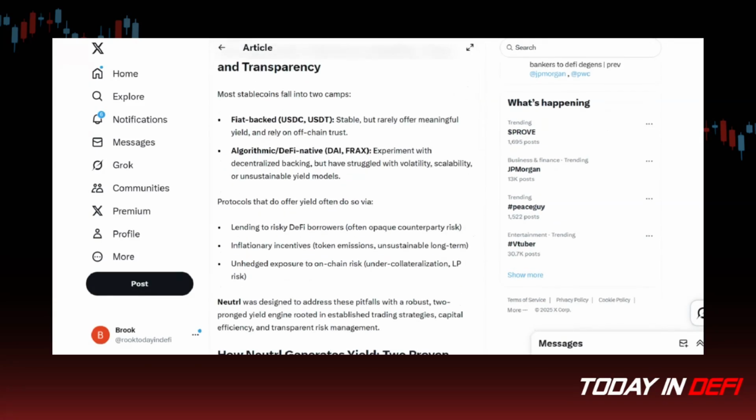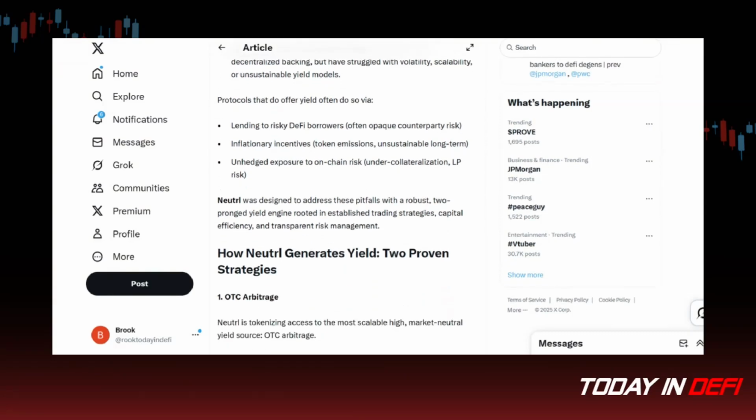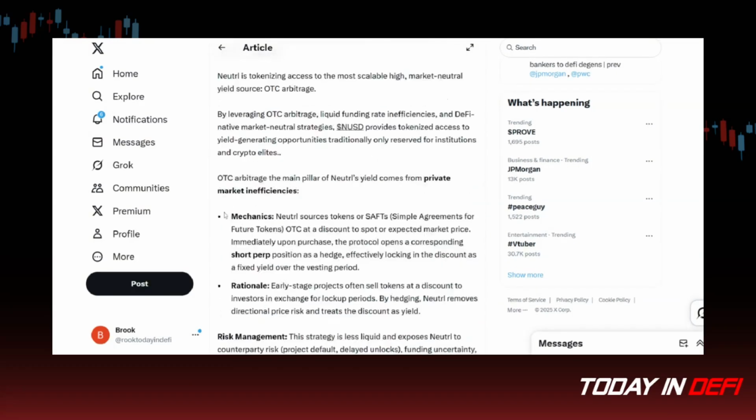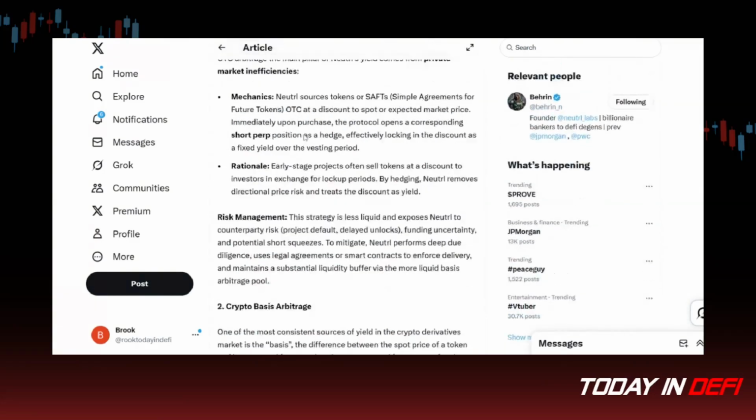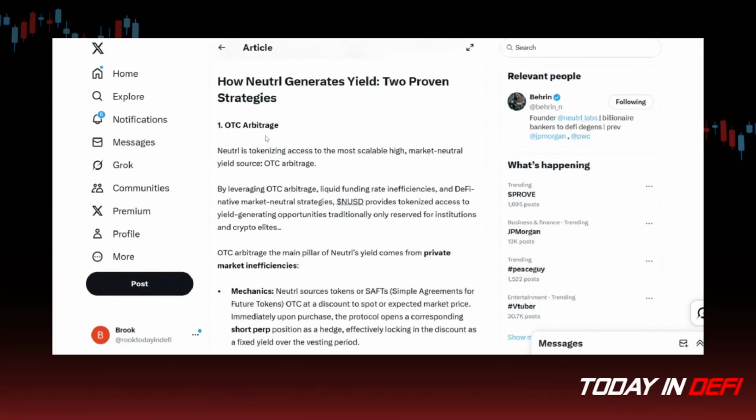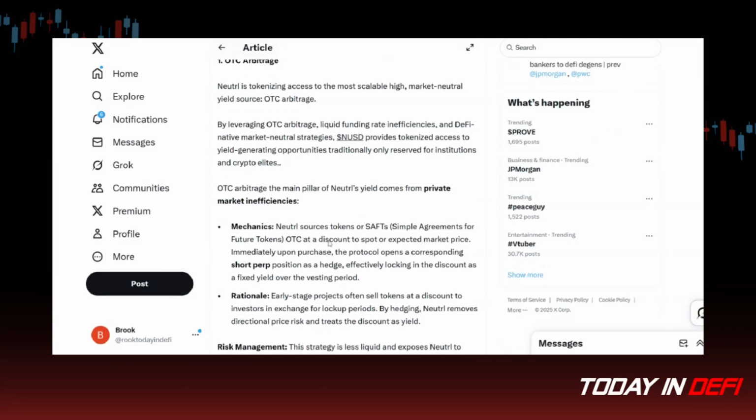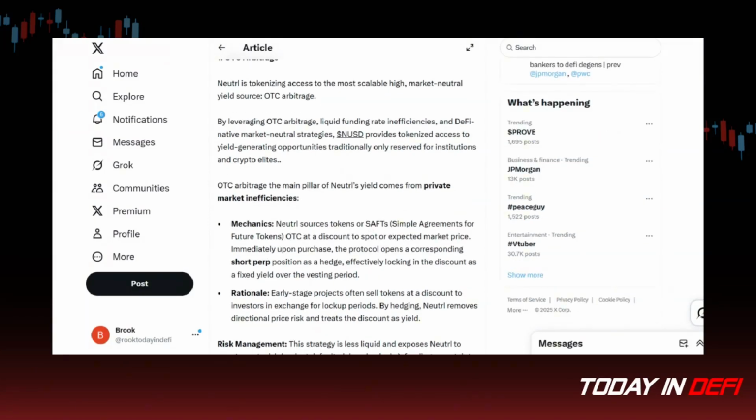So how it works is that there are two sources of yield for Neutrl's NUSD. The first one is OTC arbitrage, and the other one is crypto basis arbitrage. For OTC arbitrage, when you deposit your money with Neutrl as a stablecoin issuer, it will leverage the size of all the deposits. For example, there are hundreds of thousands of people depositing with Neutrl, and therefore the total AUM, or total stablecoin held by Neutrl, can be, for example, 100 million, and Neutrl will use its industry connections to try to secure tokens through a SAFT contract, which is a single agreement for future tokens, over the counter.